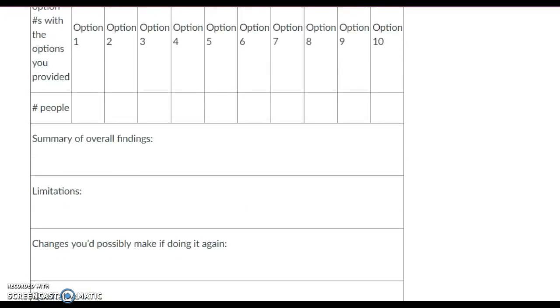So for example, a certain option was by far the lead, or you had a tie, or whatever that may be. Also note any limitations you found. For example, did you find that you gave 10 options and people didn't like any of them, or people wanted something that wasn't on the list? Also, changes you'd possibly make. Is there a chance that the question you thought was fairly straightforward is not exactly how it's interpreted by others? If so, what changes would you make?